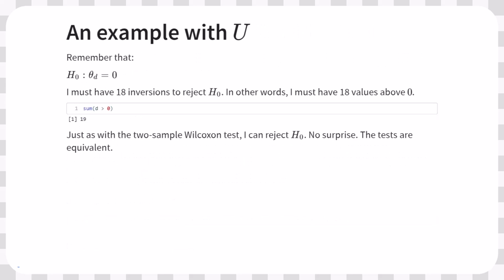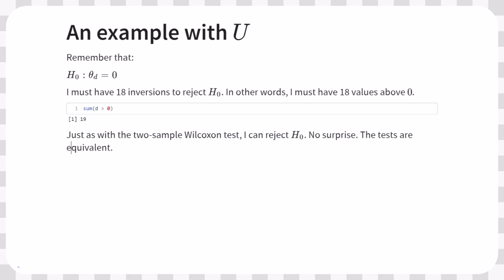So let's return to our example with prosodic and repeated reading. We already calculated the differences, so I need to see how many of those differences are greater than 0. That is, how many inversions do I have? I need to have at least 18. That is, I need to have 18 values above 0. I have 19. Just as with the two-sample Wilcoxon test, I can reject the null hypothesis. No surprise, the tests are equivalent.